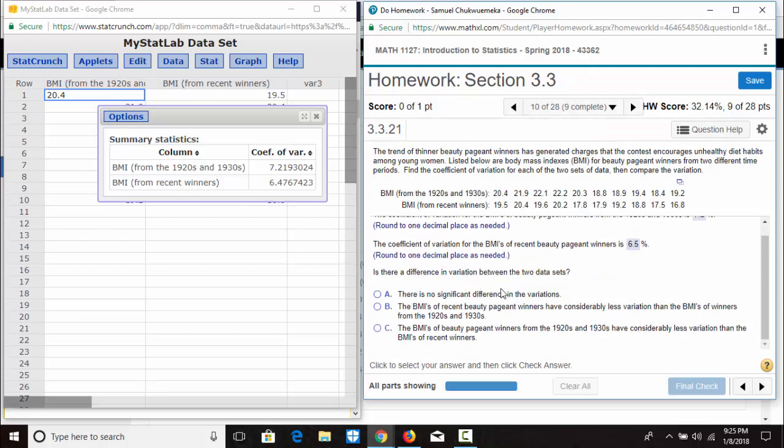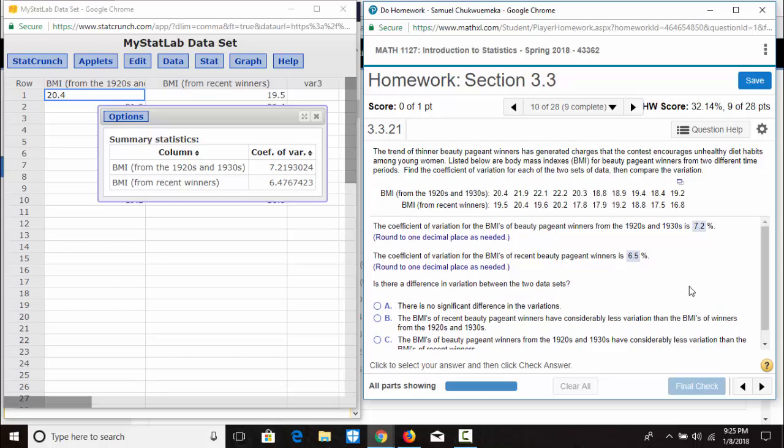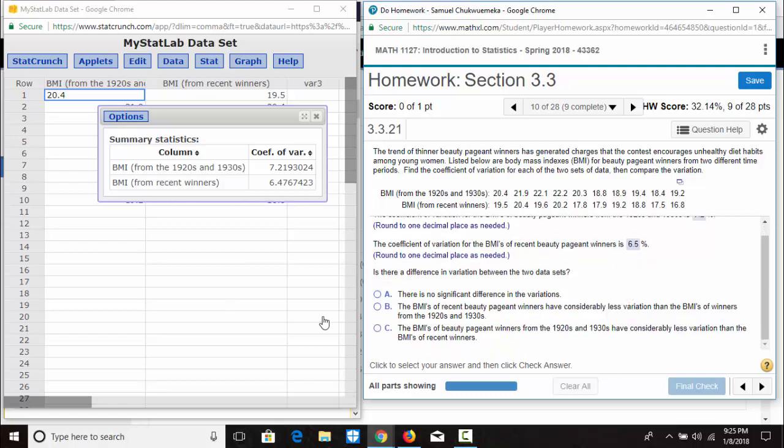Is there a difference in variation between the two data sets? So usually we talk about significant difference if the difference is more than 5%. When you do 7.2 minus 6.5, it's not going to give you anything more than 5%. That is actually 0.7%. So there is no significant difference in the variations. There is none. Okay.